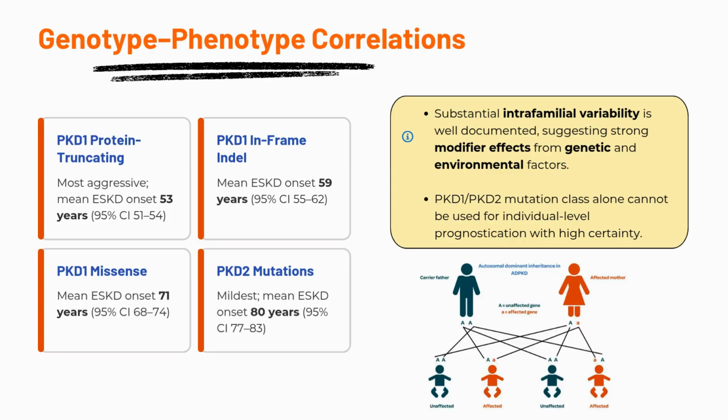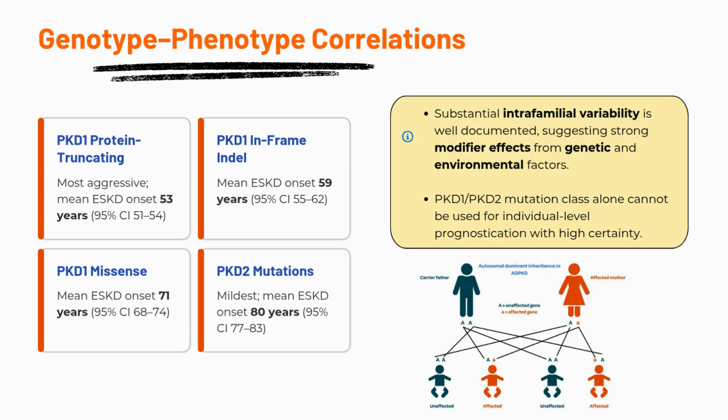PKD1 in-frame insertions or deletions are a bit milder. The average age of kidney failure is around 59 years. PKD1 missense mutations are even less severe. Patients usually progress later, with mean end-stage kidney disease onset around 71 years. PKD2 mutation represents the mildest end of the spectrum. These patients often maintain kidney function much longer. The average age of end-stage kidney disease is around 80 years.